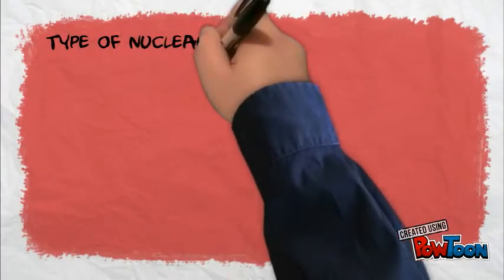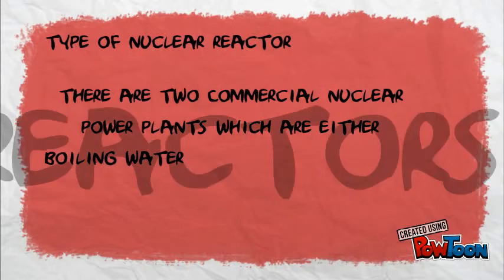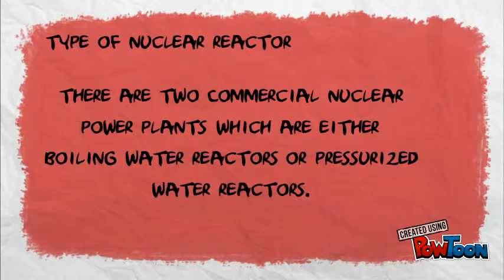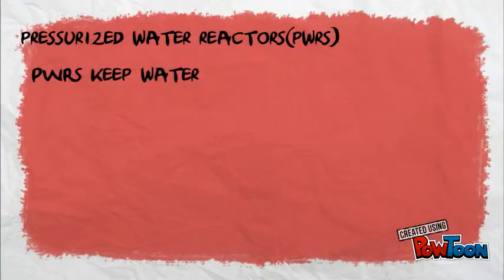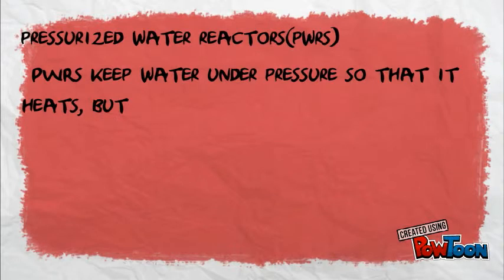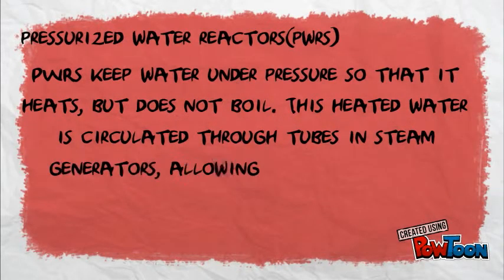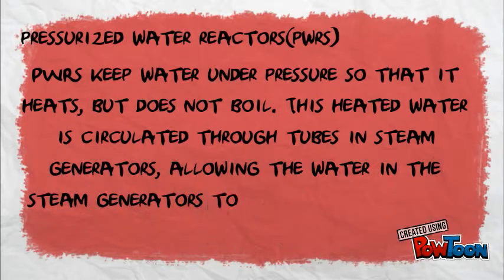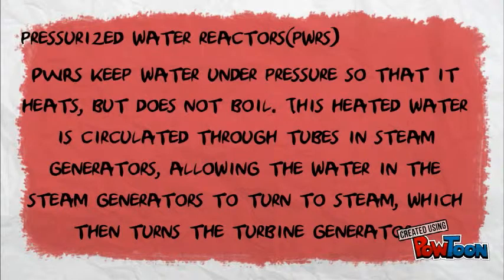There are two types of nuclear power plants, which are boiling water reactors and pressurized water reactors. Pressurized water reactors keep water under pressure so that it heats but does not boil. This heated water is circulated through tubes in steam generators, allowing the water in the steam generators to turn to steam, which then turns the turbine generators.